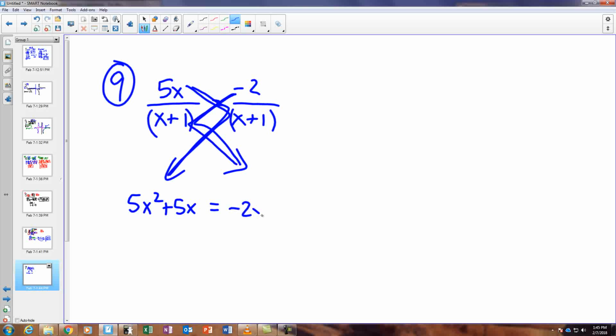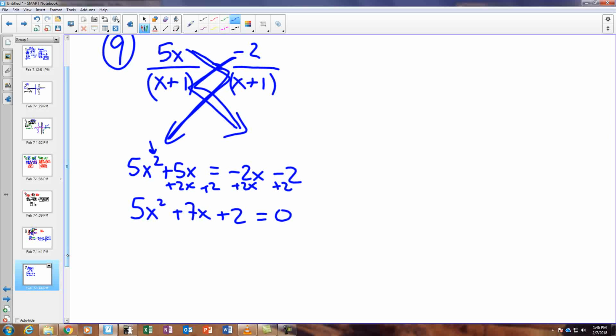That's -2x - 2. I put the parentheses in the problem so I would remember to distribute. Now, do you notice the x squared right there? That tells me it's quadratic in nature, and to solve it, I need it equal to 0. So I'm going to start by bringing everything over. 5x squared, I'm going to add 2x to get 7x, and I'm going to add 2 to get plus 2 equals 0. I'm going to promise you these things will factor.